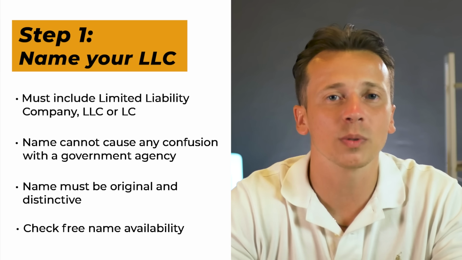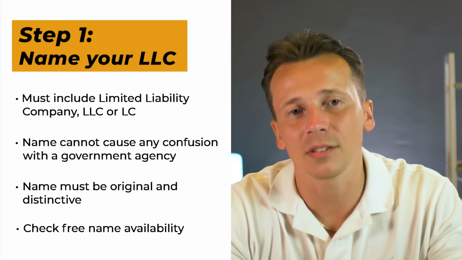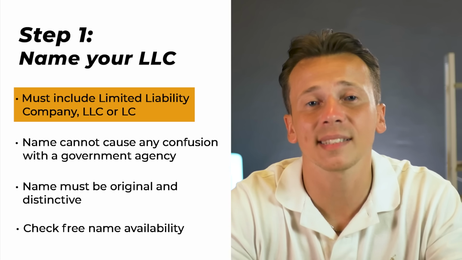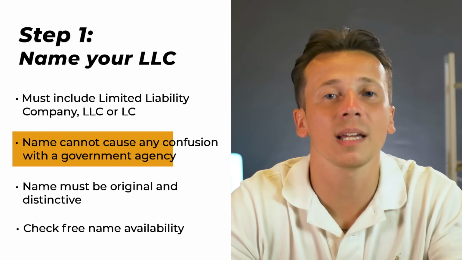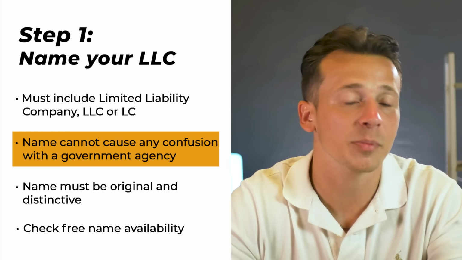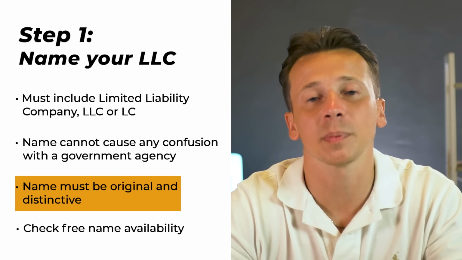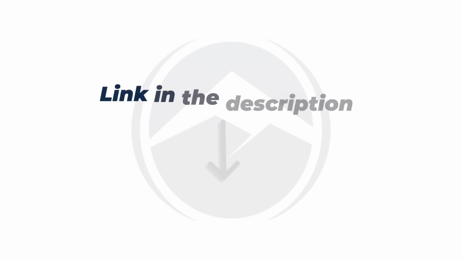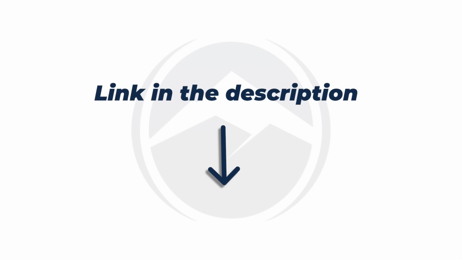Step 1 is to name your LLC. There are some rules when it comes to naming your LLC in the state of California. You must have limited liability company, LLC, or LC at the end of your name. Whatever name you choose also cannot cause any confusion with a government agency. This makes a lot of sense. And the name must be distinctive and original. If you want to do a free name search, you can use the link down below and you'll be able to see whether or not the name is available.